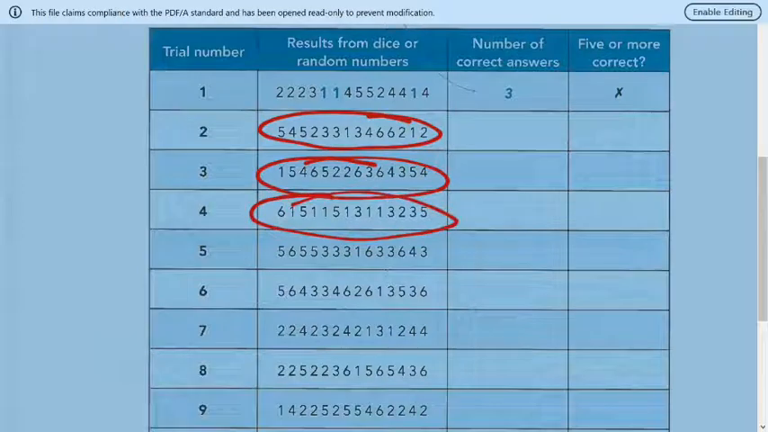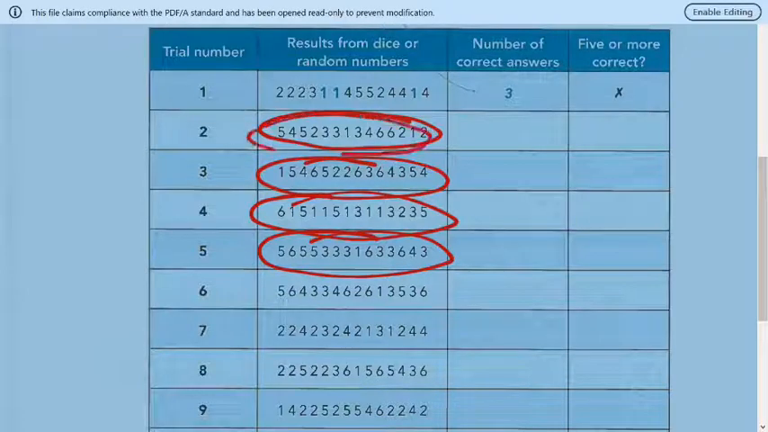Now this is the one with the test, and the test had a limited number of questions, so every one of these is going to have the same number of random numbers. So do I need a column that totals the number of random numbers if they're always going to be the same? No. Okay? So they've generated your random numbers. And instead, they have the number of correct answers. And our question was, did you get 5 or more correct by guessing?